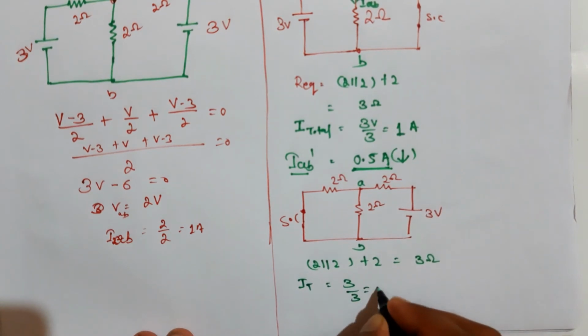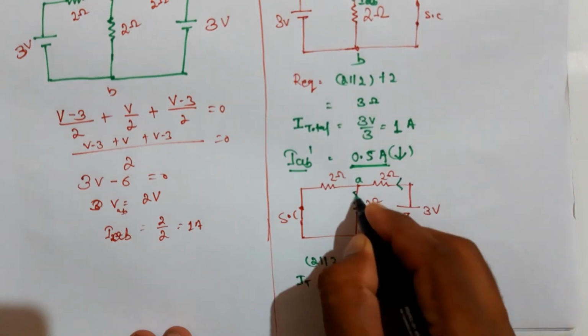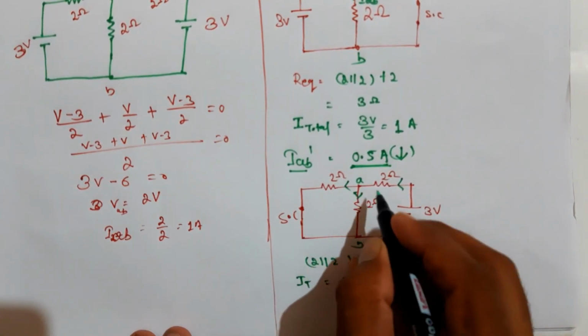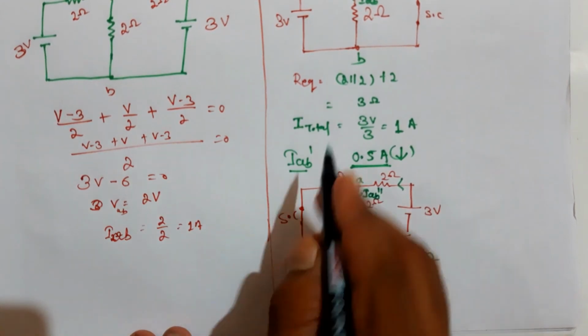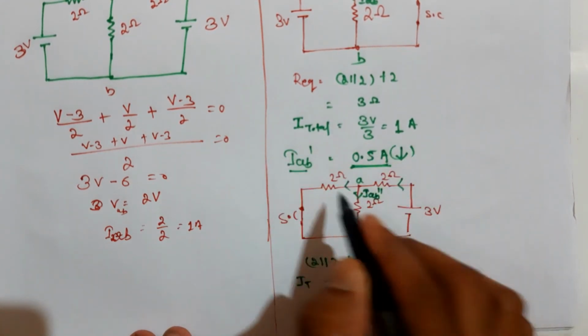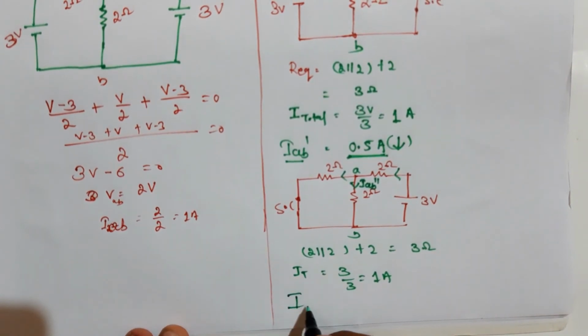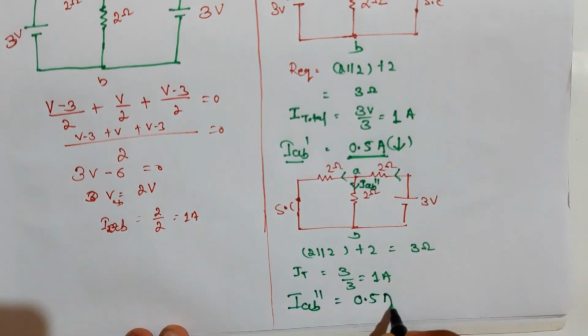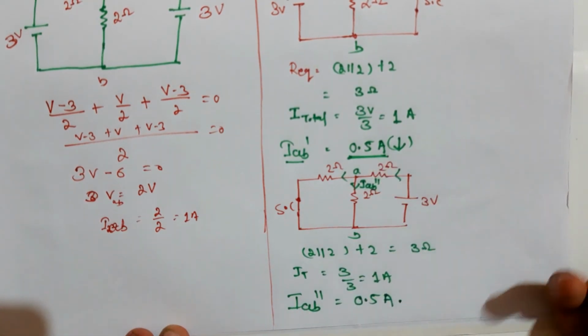by 3 is 1 ampere, then this total current is divided between this and this, the same resistance, so that we take this name as IAB double dash. Here IAB double dash is equal to 0.5 ampere, 0.5 ampere. Here see, this is 0.5 ampere, this is 0.5.